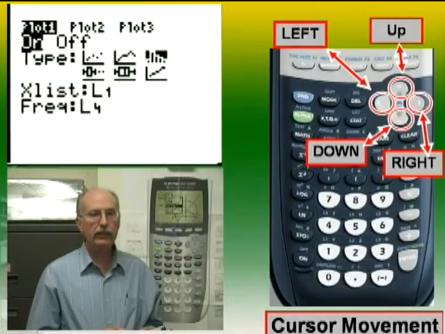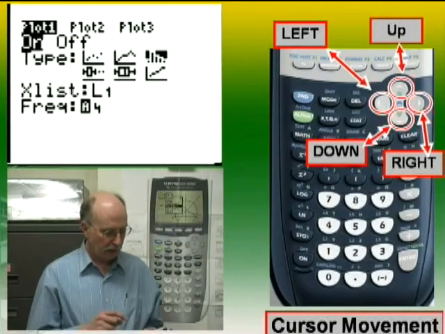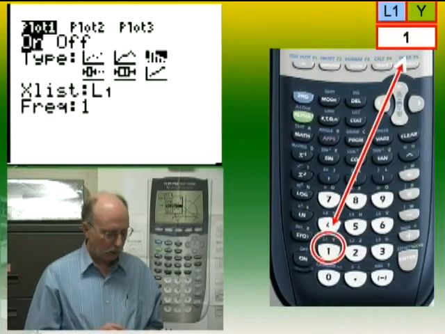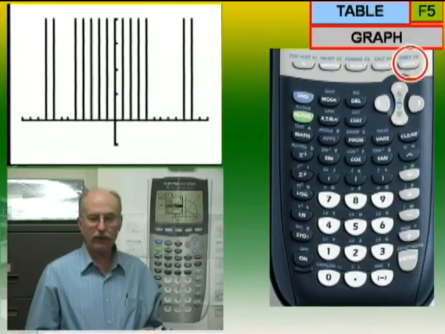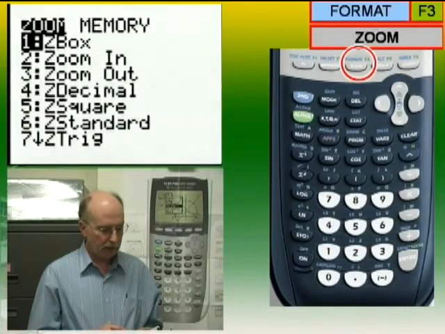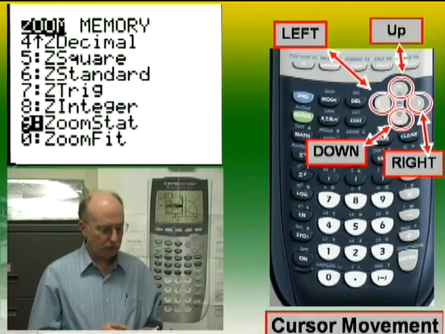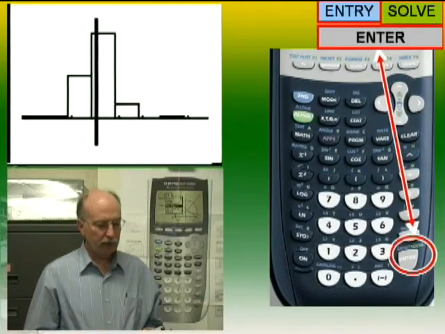Our X data is in L1, and our frequency is we want to count 1 for every value in column 1. So we need to put a 1 in the frequency, and the way we can do that is turn the alpha lock off by hitting the alpha key and hitting the number 1. And then we can hit graph. And you can see we got something wild looking, so we're going to hit zoom, and then zoom stat, which is number 9. Hit enter. And you can see we start to get what looks to be a reasonable histogram there.